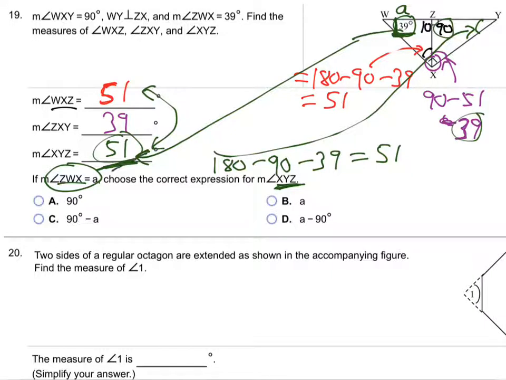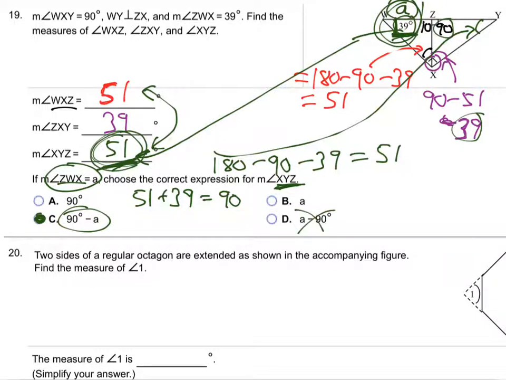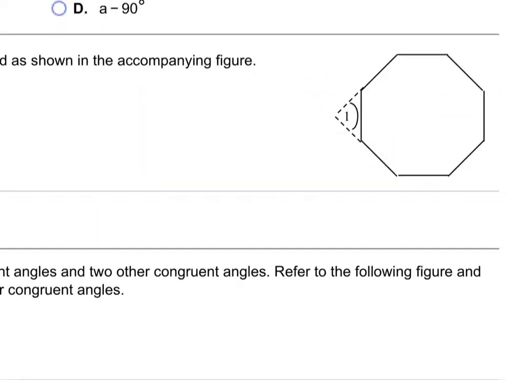What's the relationship between 51 and 39? 51 and 39 total 90. They're complementary, which means the one you start with and the XYZ are complementary. So if you called it A, it would be 90 minus A. Right? That's complementary. Don't let them fool you with A minus 90. If this one's A, then the other one has to be 90 minus A. There we go.